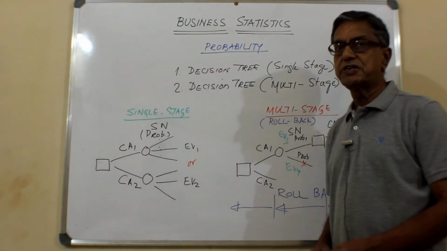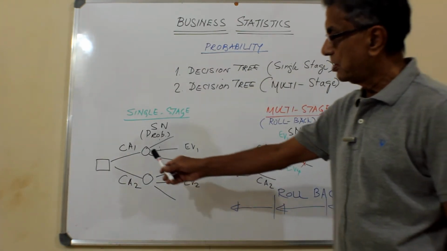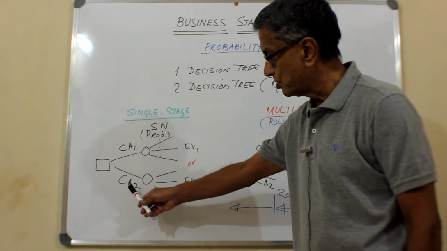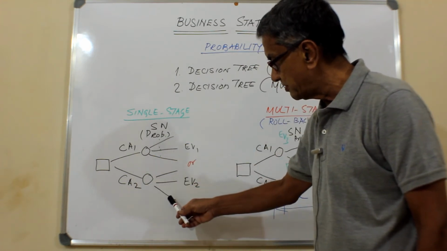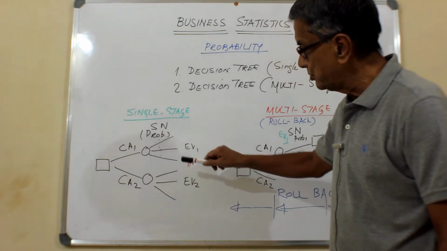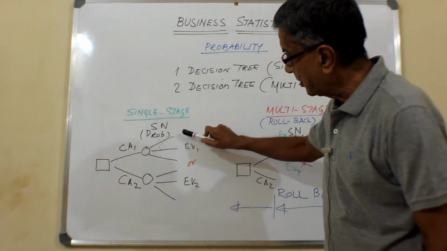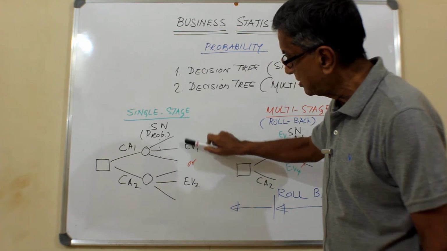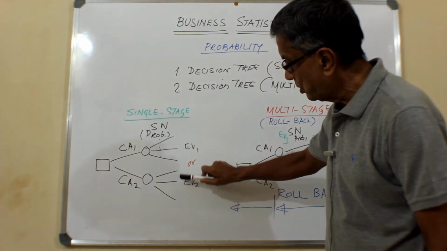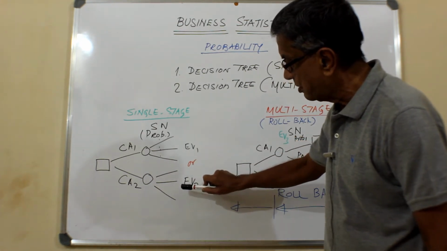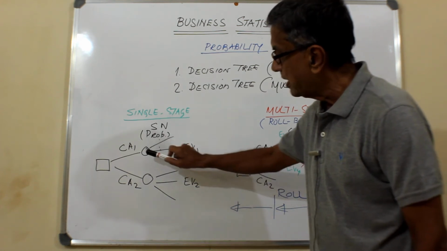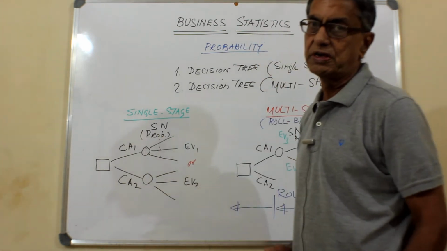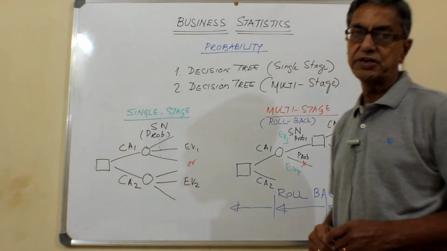In single stage decision tree we will have course of action 1, course of action 2, state of nature with probabilities and state of nature with probabilities. So what you do is that you arrive at the expected value under these circumstances, so much so under these circumstances. Now what you will do is that out of this you compare whichever is better and that becomes your decision. And that is what is single stage decision tree.